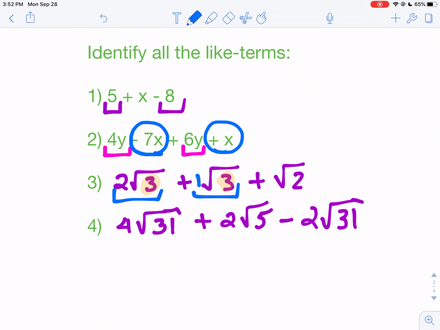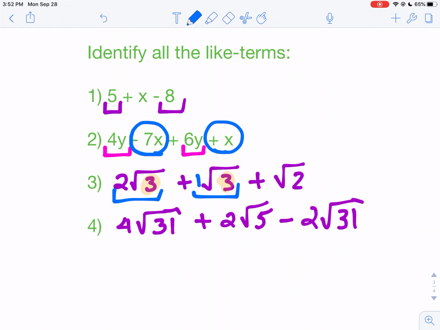You can add them if you want, but we don't need to, because that's not the focus of this problem. We just need to identify. That third term has a 2. That's different from a 3, so that's why it's not underlined. It's just like y. You could have 2x plus 1x plus y, same thing, but instead of x and y, you have the radical 3 and the radical 2.